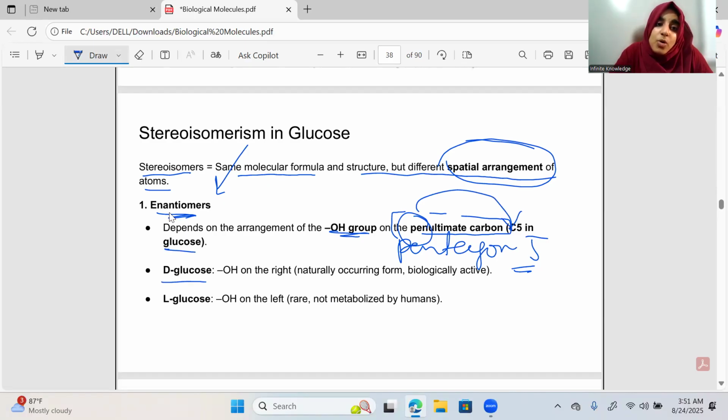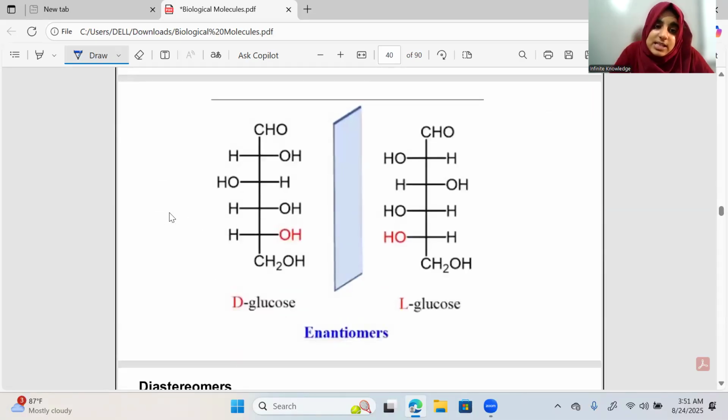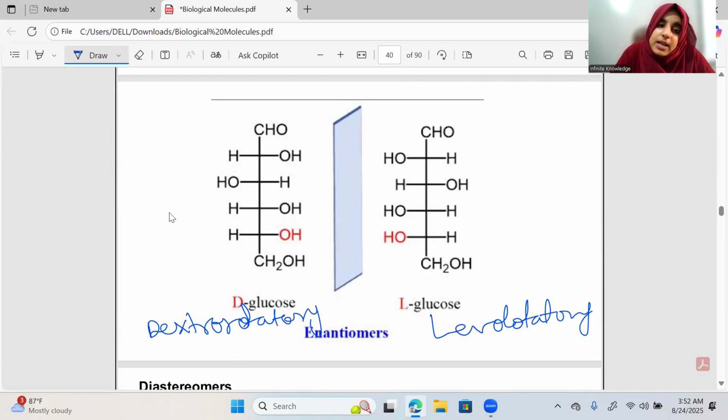D-glucose: the hydroxyl group OH is on the right. It is the naturally occurring form, and it is biologically active. L-glucose: OH is on the left, it is rare and not metabolized by humans. So the difference between both of them is, as you look over here, this one is D-glucose. D means dextrorotatory and L means levorotatory. Right? So when I say dextrorotatory, it means my OH group is on the right hand side. And when I say levorotatory, L for levo, L for left, okay? It means my hydroxyl group is on the left hand side, right?